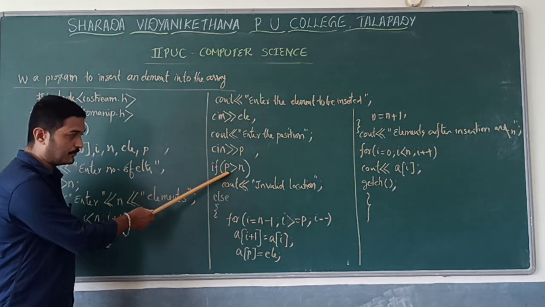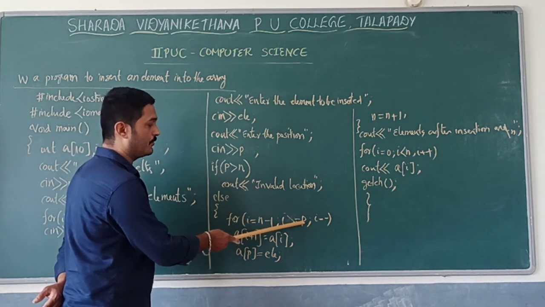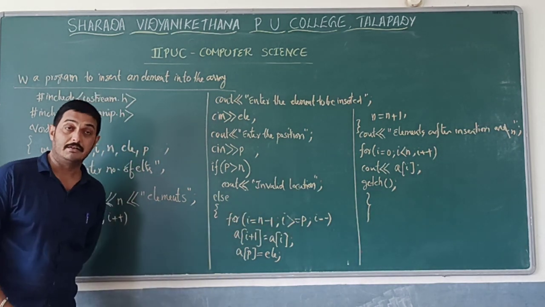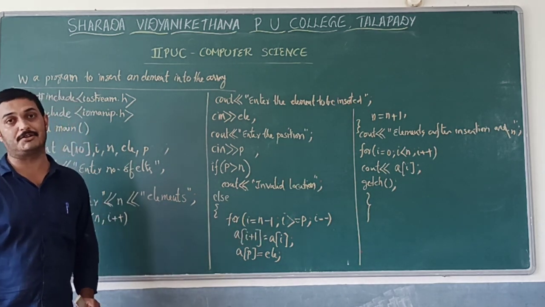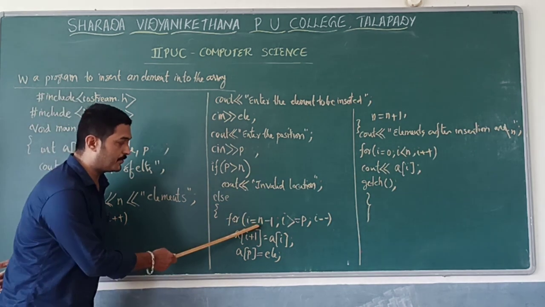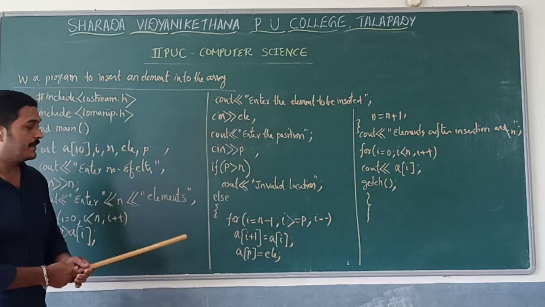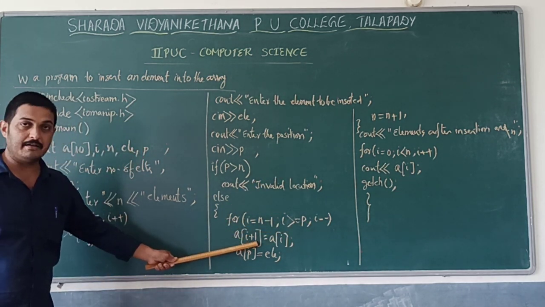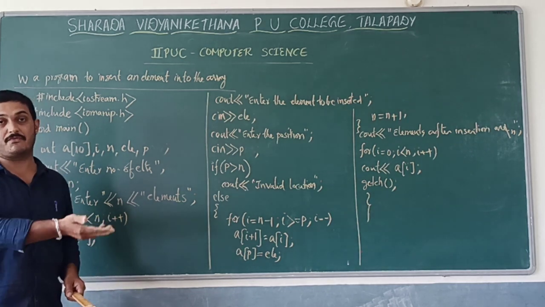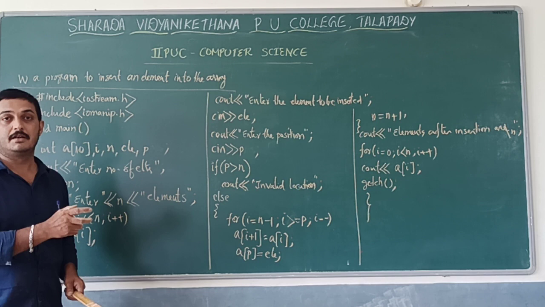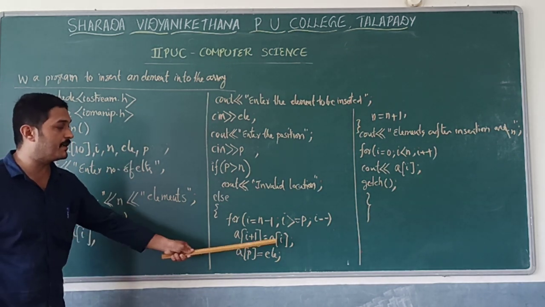For i equal to n minus 1, i greater than or equal to p, i minus minus. That means we are going to implement the inserting an element to the list algorithm. a of i plus 1 equal to a of i. That means the present location element will be assigned to the next higher order location.